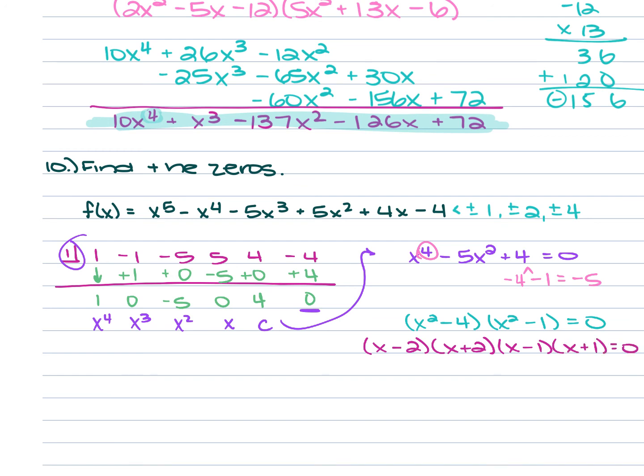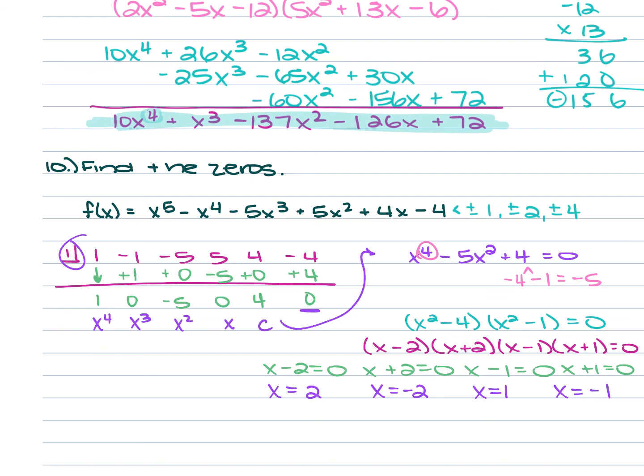If we set all 4 of these equal to 0 and solve them, you're going to have x minus 2 is equal to 0, x plus 2 is equal to 0, x minus 1 is equal to 0, and x plus 1 is equal to 0. Solve all of them. Move your 2 over by adding it, you get x is equal to 2. Move the other 2 over by subtracting it, you get x is equal to -2. Move the 1 over by adding it, you have x is equal to 1. And move the other 1 over by subtracting it, you have x is equal to -1.